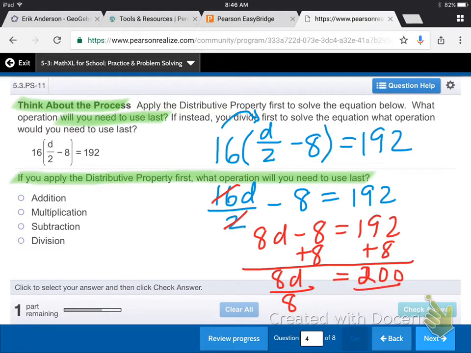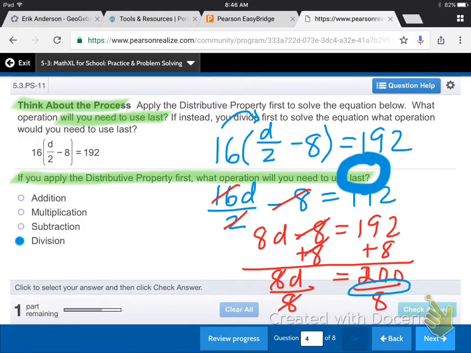We're going to use the inverse of multiplication, and 8 over 8 is going to cancel to 1. Remember, this negative 8 and this positive 8 made 0. And so 8 into 200 is, well, we don't even have to solve it yet. We will in the next part. But what property of equality did I just use right here? I divided, right? So we are going to put over here that the last thing we do is divide.